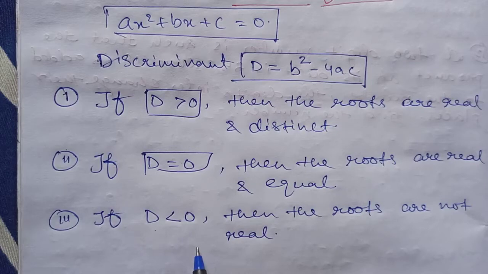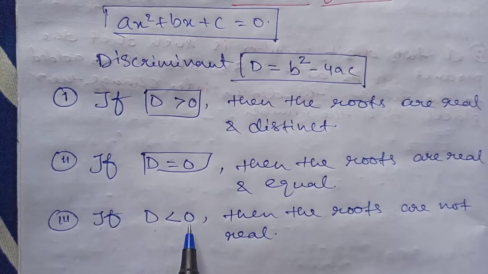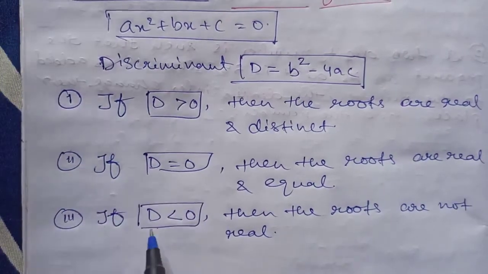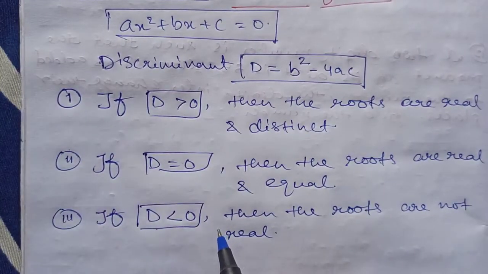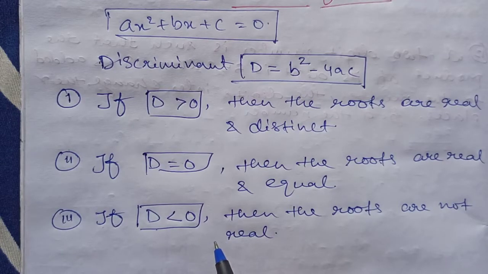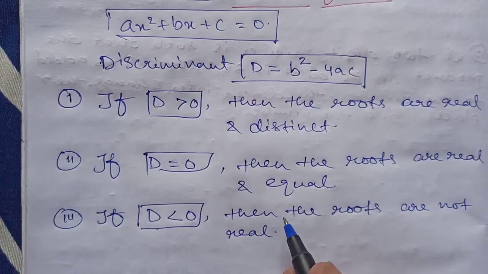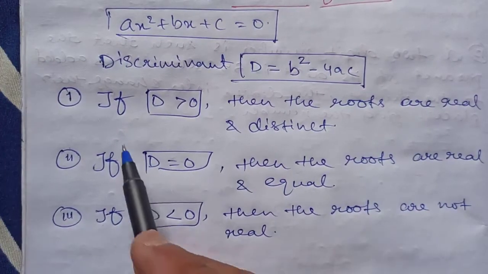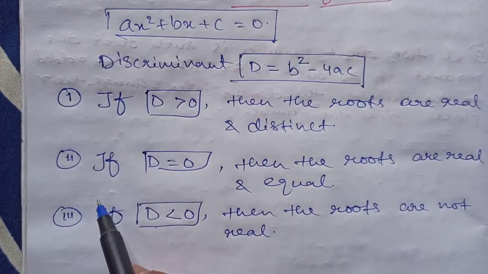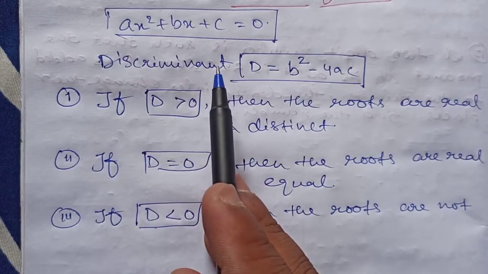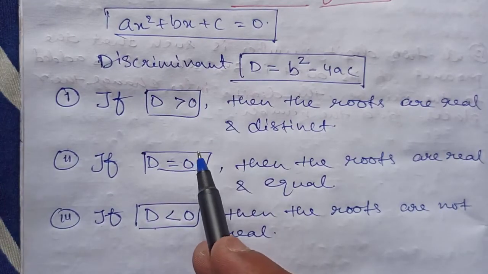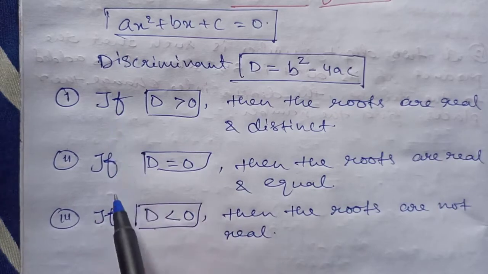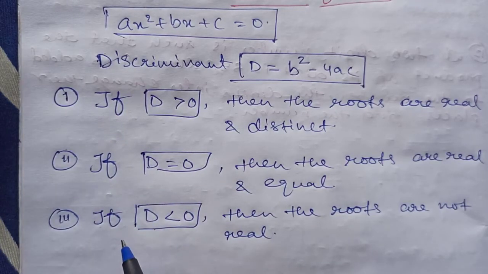Like we were finding out two zeros from each quadratic equation, alpha and beta. But if you get d less than 0, then no need to find alpha and beta, because we won't be able to find the square root of negative values. So if d is less than 0, then the roots are not real. These are the three conditions which we have to remember whenever we are solving any quadratic equation and finding out the roots and its nature. Then these three conditions will be applicable. So with this we will start the exercise.